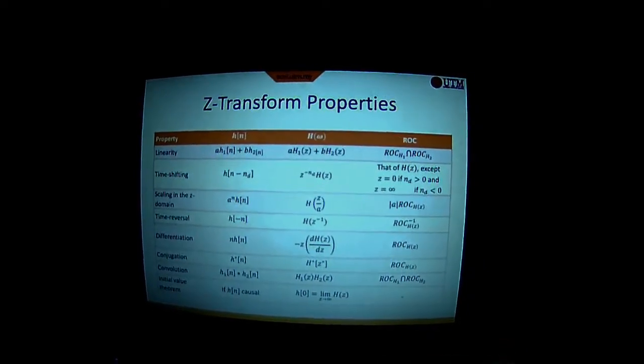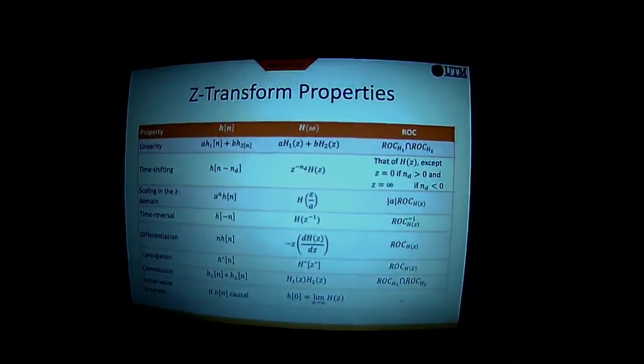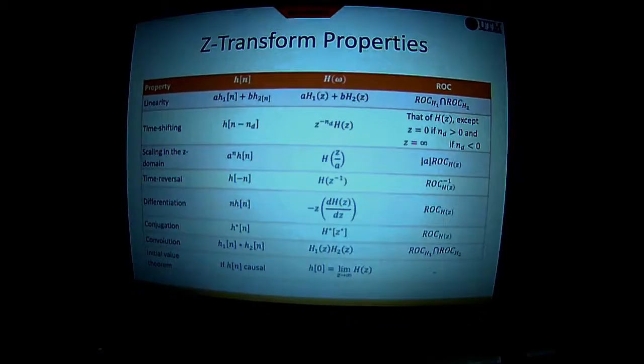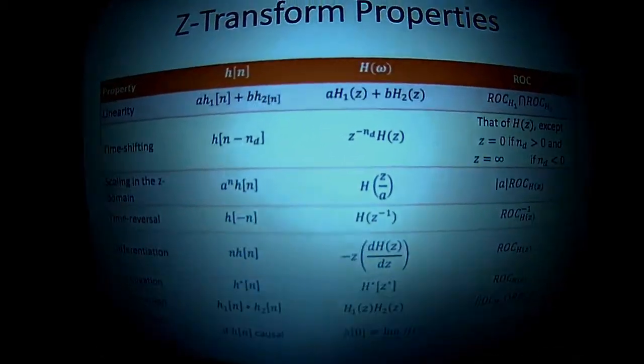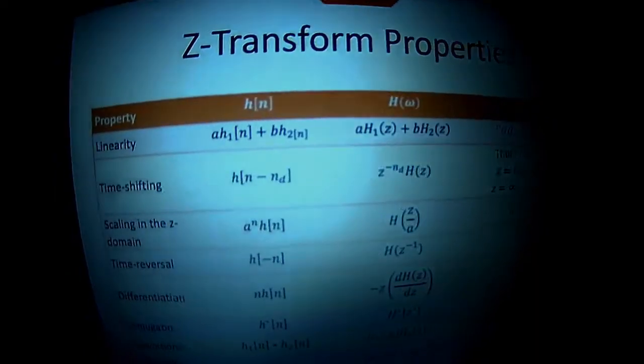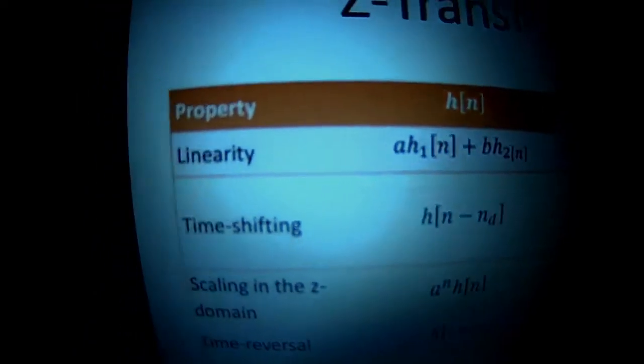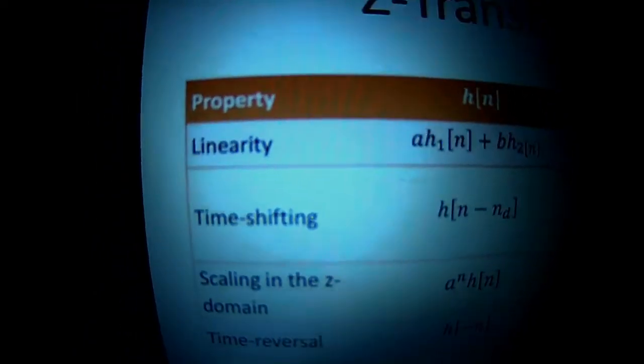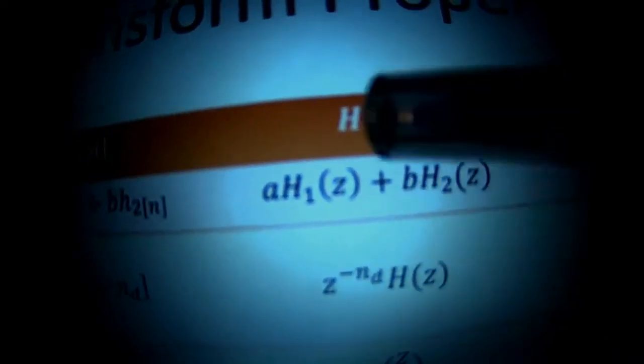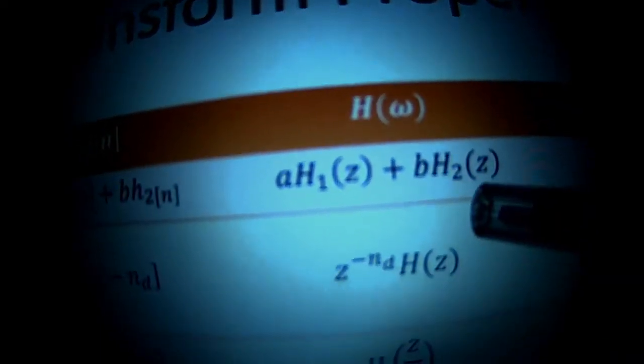When we talk about Z-transformation, we have to remember the Z-transform properties. So let's dive in and find the answers. First of all, we have linearity. When we talk about linearity, for example, you have an equation like this. So what you do is, when you have two separate h of n, you do Z transformation separately for each h of n. That's simple.